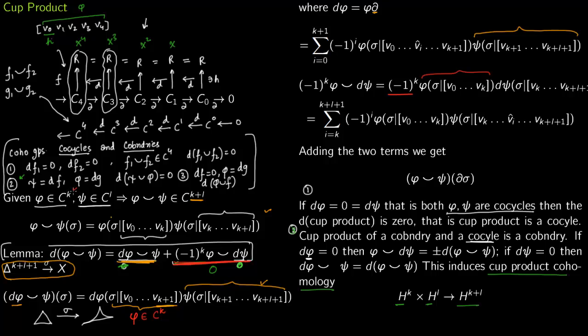Just like here, phi is part of ck and psi is part of cl. So automatically d of phi is part of ck plus 1, because d will push it one degree higher. That is why you have d phi acting on k plus 1, and this psi is part of cl, so you are going from k plus 1 all the way to k plus 1 plus l, or k plus l plus 1.